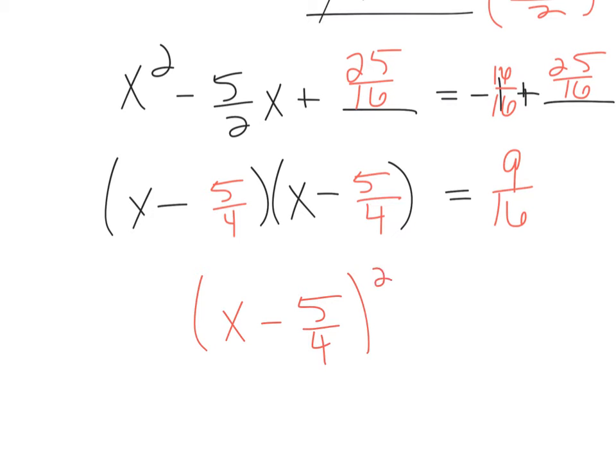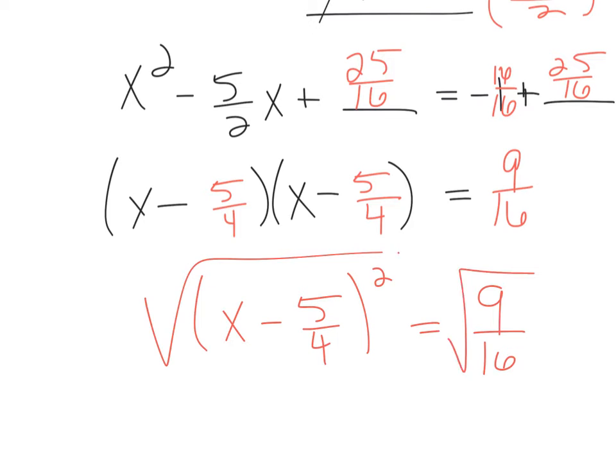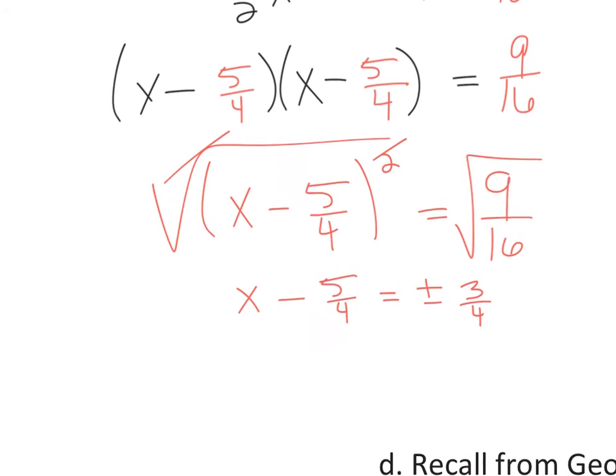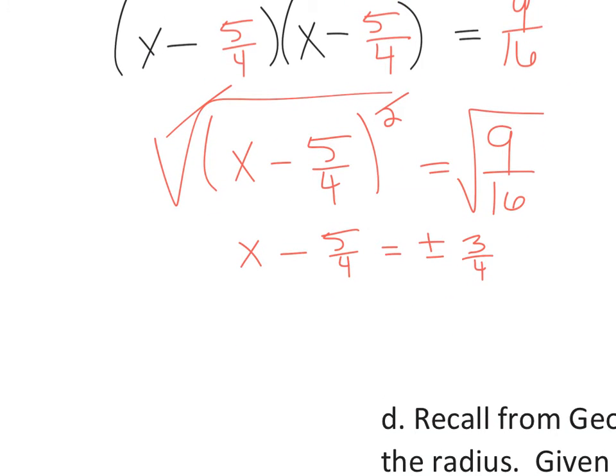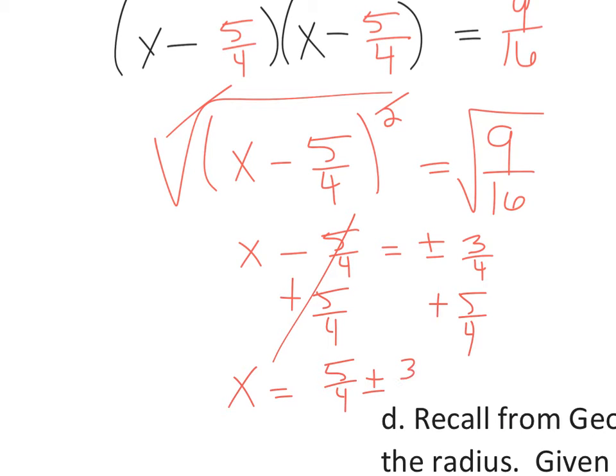There are 2 of them, so they're the same, so I square it. I'm going to take the square root of this, cancel this out. I'll get x minus 5 over 4 equals plus or minus, because I square rooted, 3 over 4. Where do I get the 3? Square root of 9. Where do I get the 4? Square root of 16. Add our 5 over 4 over there to join the party. You have x equals 5 over 4 plus or minus 3 over 4.